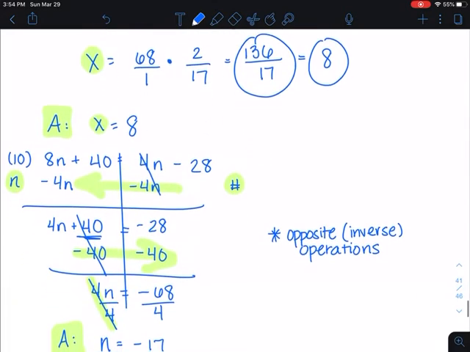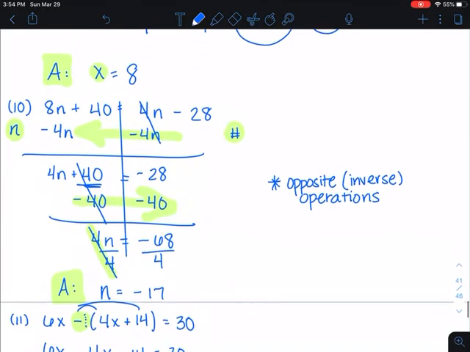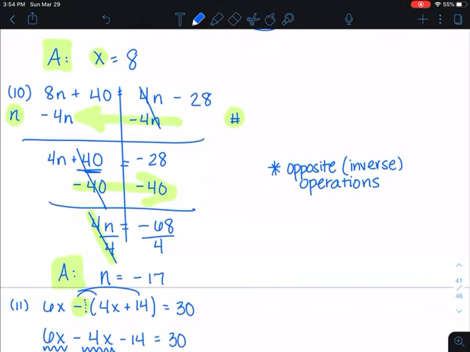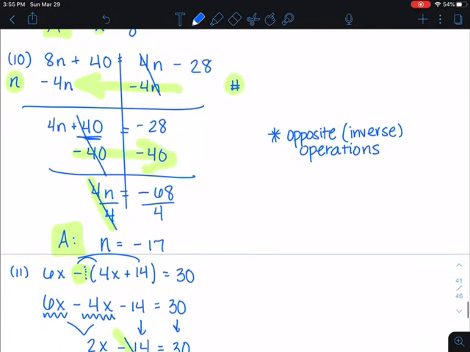For number 10, we chose to bring our 4n to the left. We brought our n's to the left, our numbers to the right. So the 4n came to the left, 8n minus 4n was 4n. Then we brought the 40 to the right by subtracting 40. Negative 28 minus 40 is negative 68. We divide both sides by 4 to get n by itself, and negative 68 divided by 4 is negative 17.